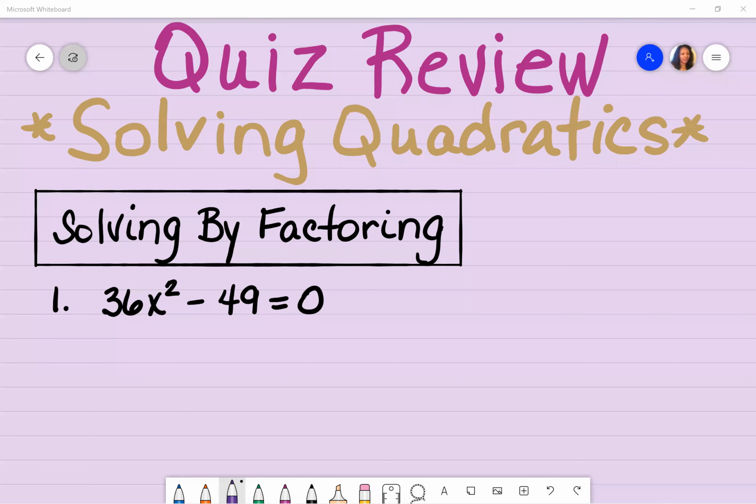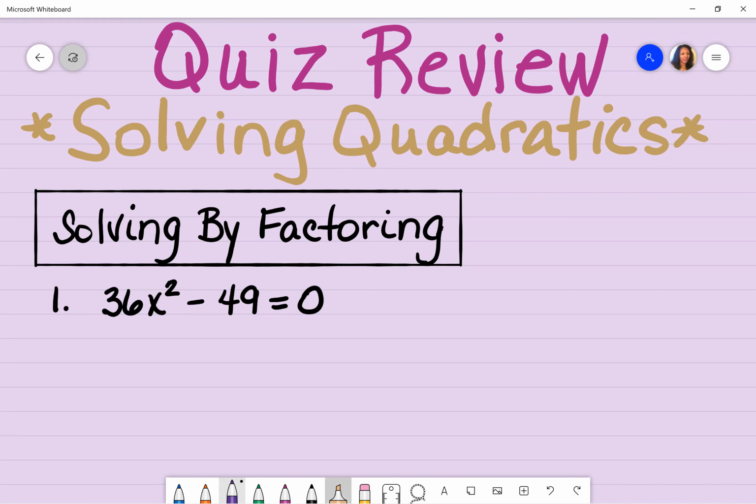This week's quiz is going to be over solving quadratics. We're going to talk about solving by factoring as well as solving by using the quadratic formula. In addition, we're going to find a discriminant, which identifies the number and the type of solution.